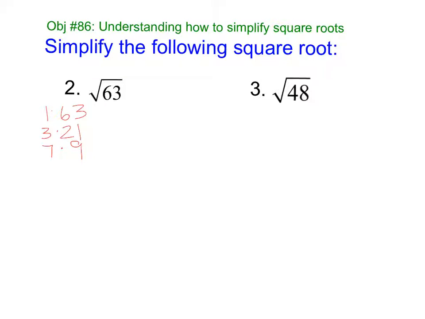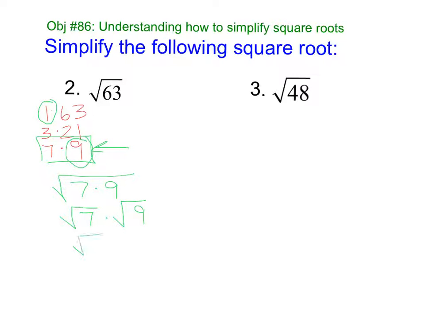I'm going to look for my perfect squares. 1 is a perfect square, and 9 is a perfect square. So we're going to rewrite 63 as 7 times 9. I'm going to break that up: the square root of 7 times the square root of 9. I don't know the square root of 7, so I'm just going to rewrite it. I do know the square root of 9, though. The square root of 9 is 3. And then we don't like to leave the root looking like that, so we're just going to move the 3 in the front. And that's the answer.